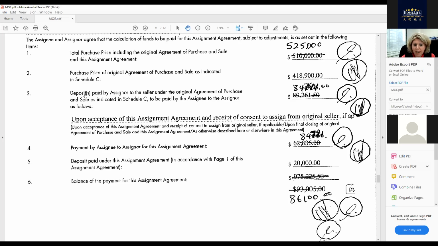Here, number 3, I have the deposit originally paid by the assignor to the developer. It can be 100. What is the region deposit? The region deposit, payment for a locker, payment for upgrades. So you have to write here whatever the original assignor has already paid to the developer. Here, number 4, I have the payment by the assignee to the assignor for this agreement. How much is he going to pay? He's going to pay 100, the difference, plus the deposit, 184. Number 5, this is what has been paid for the assignment agreement, and this is the balance.